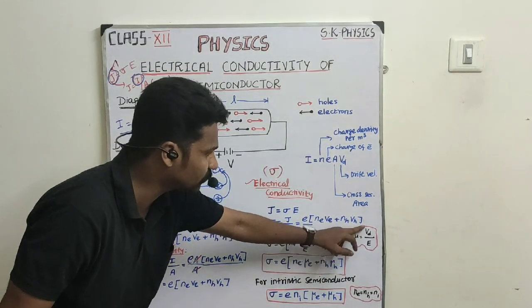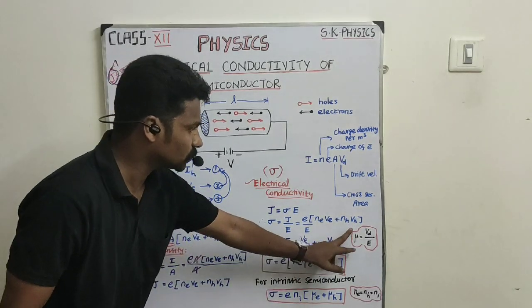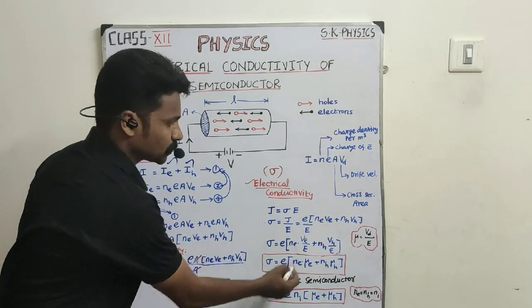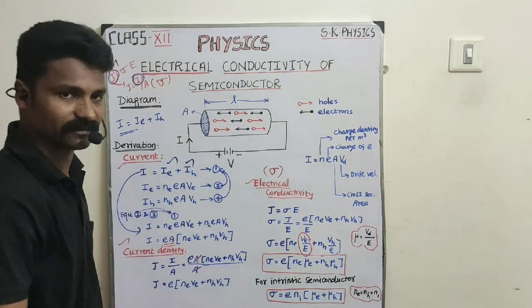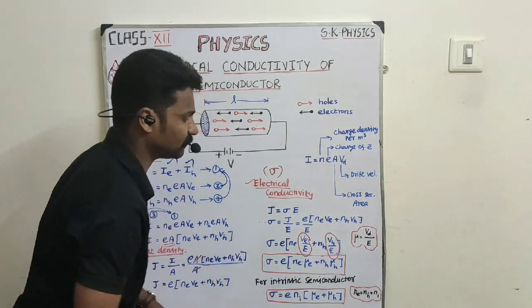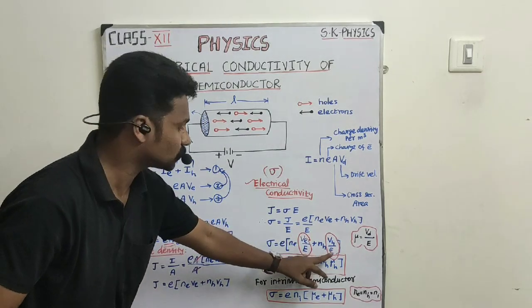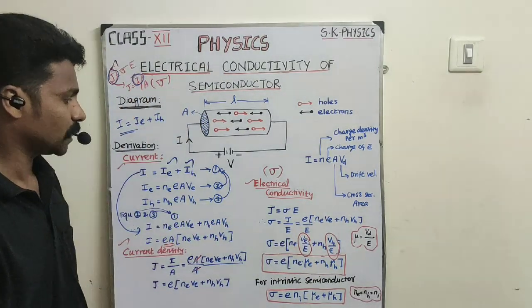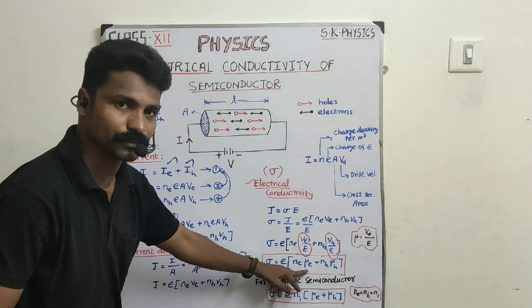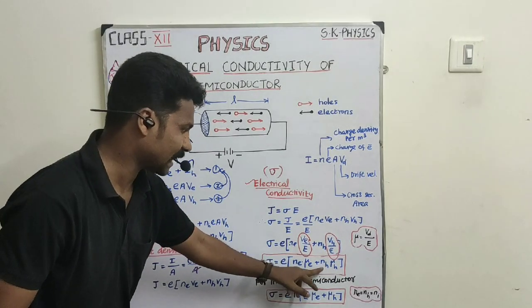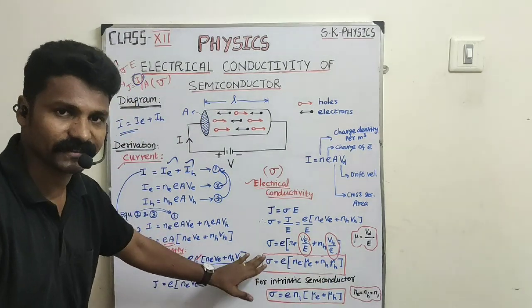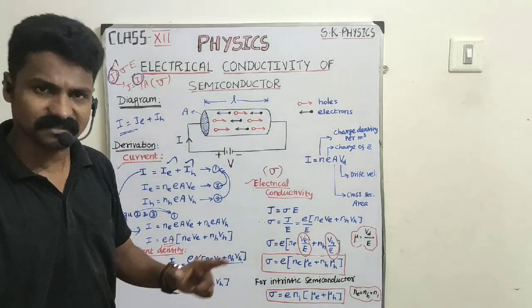So mu is equal to drift velocity divided by electric field. You studied this in electricity. The same thing we can apply here for electrons as well as holes. The drift velocity of electrons per unit electric field is the mobility of the electron. Likewise, the drift velocity of holes per unit electric field is the mobility of the hole. So now I can write sigma is equal to e into (n_e mu_e plus n_h mu_h), where mu_h is the mobility of the holes. This is the general derived formula for an extrinsic semiconductor.